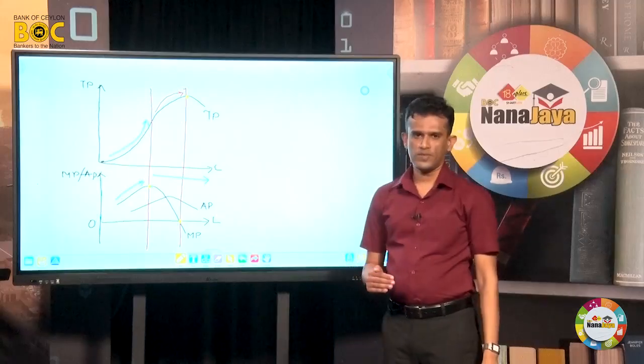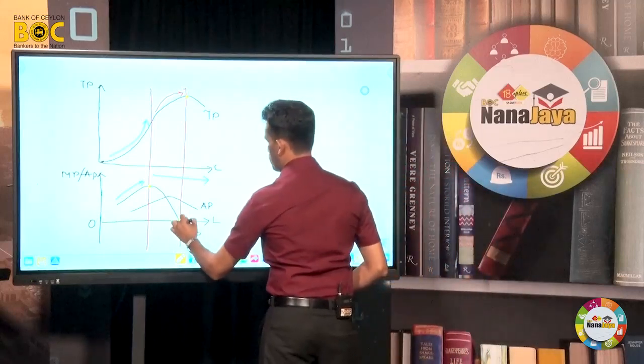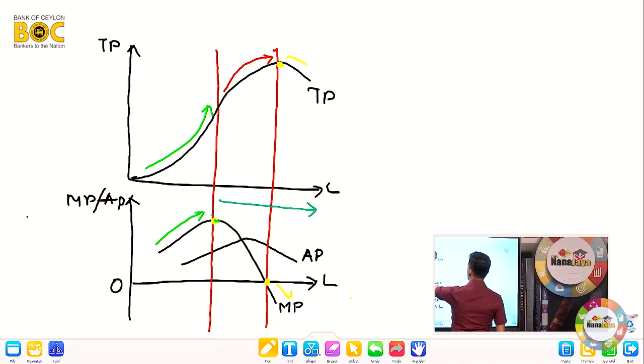From that point onwards, when marginal product is taking negative values, that is, marginal product further decreases, only then does the total product curve of the firm decrease.